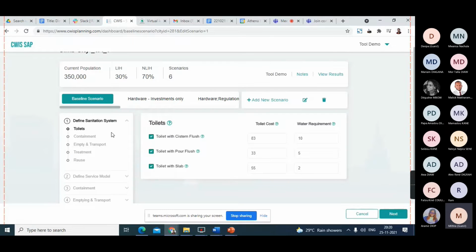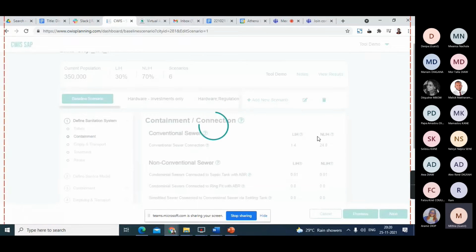So when we are describing the defined sanitation system, we define how the coverage of the city is mapped along the value chain from toilets to reuse. Now we are in the toilet section and it's highlighted. The system flush, pour flush, and slab type of toilets are checked in for the city, and we have entered the broad toilet cost and the water requirement. Now we move on to the next section of this.